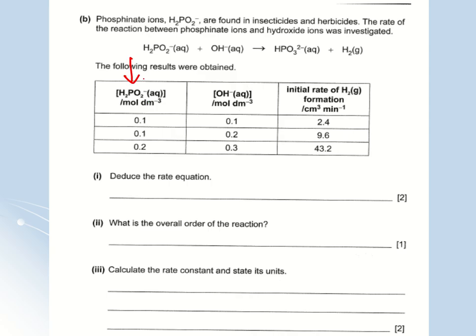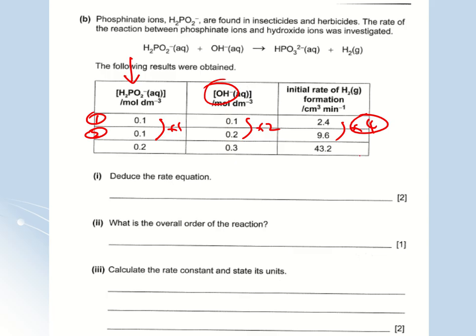Because you're so used to working left to right, everybody wants to work out the H2PO2 minus ion first, the phosphonite ions, but we can't do that here. We've got to go to the hydroxide first, because the hydroxide is always changing. We cannot work it out first. So we're going to look at experiment 1 versus experiment 2. This has remained the same, this has doubled, and this has gone up by a factor of 4.